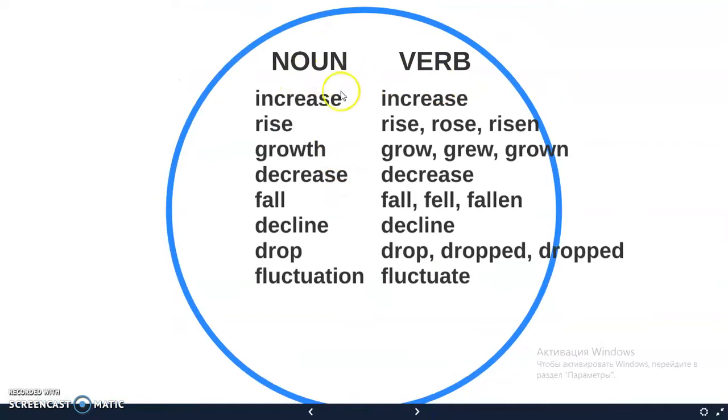So nouns and verbs, we will need increase. Increase can be used as a noun and as a verb. Rise, rose, risen, grow, grew, grown, decrease, fall, fell, fallen, decline, drop, fluctuation, fluctuate. So these are the nouns and these are the verbs.